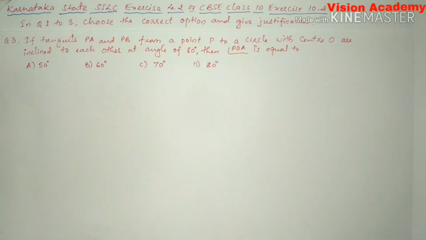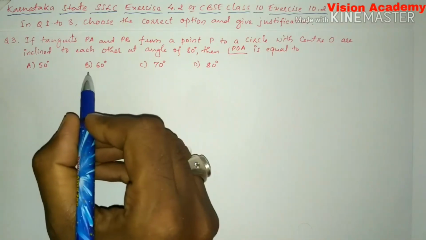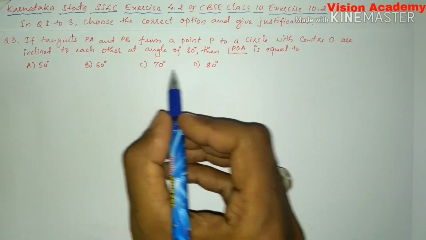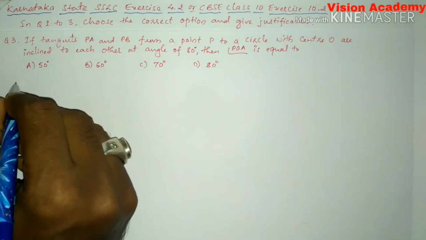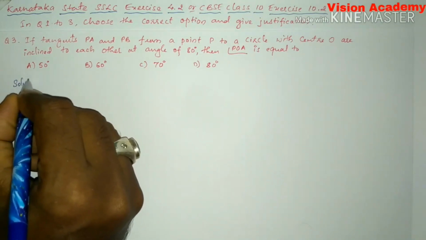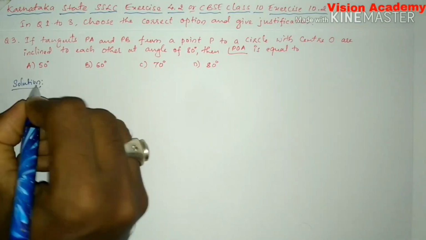In questions 1 to 3, choose the correct option and give justification. Question number 3, if tangents PA and PB from a point P to a circle with center O are inclined to each other at an angle of 80 degree, then angle POA is equal to option A 50, option B 60, option C 70 and option D 80 degrees they have given. So now let us find the solution for the given problem.